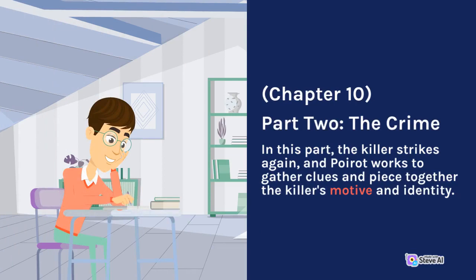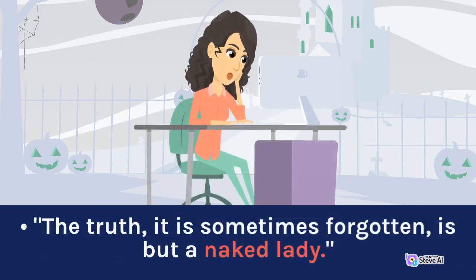Chapter 10. Part 2, The Crime. In this part, the killer strikes again, and Poirot works to gather clues and piece together the killer's motive and identity. The truth, it is sometimes forgotten, is but a naked lady.